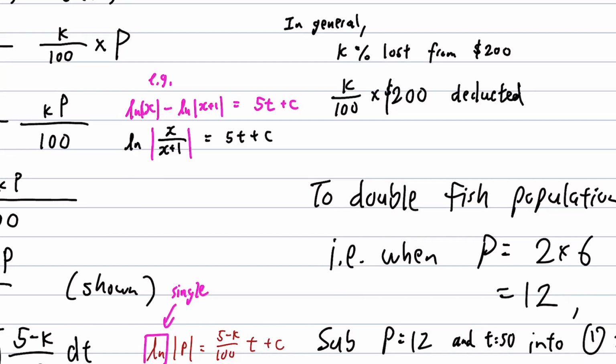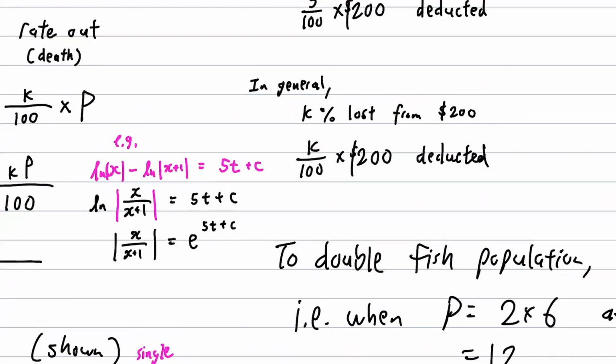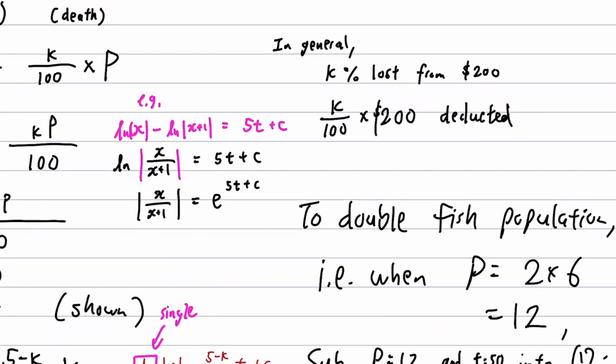Now I can do the e already. Correct, yes. So x over x plus 1, the modulus still there. We do it step by step. You can essentially bring the ln over, then you get e to the 5t plus c. Okay? Then after that, you continue simplifying it as e power c times e power 5t. Right?